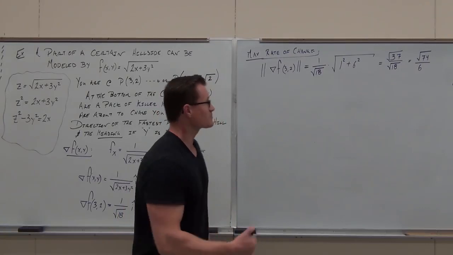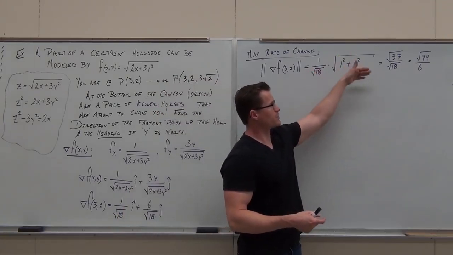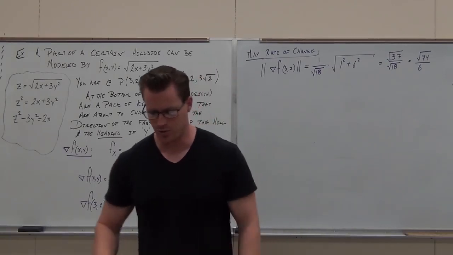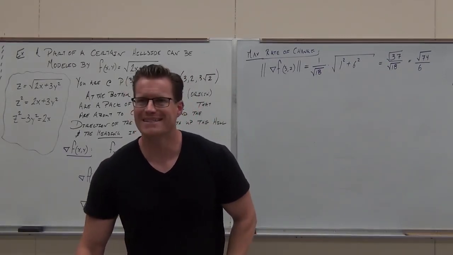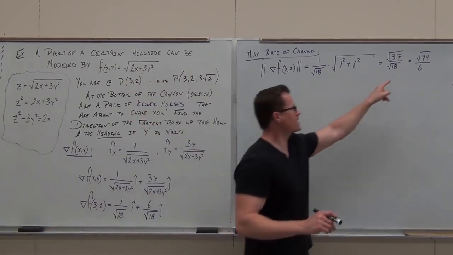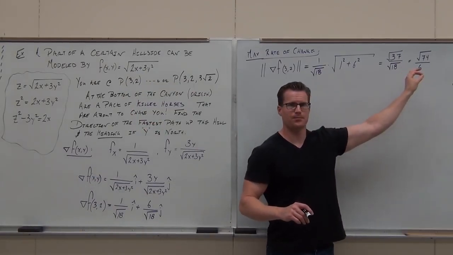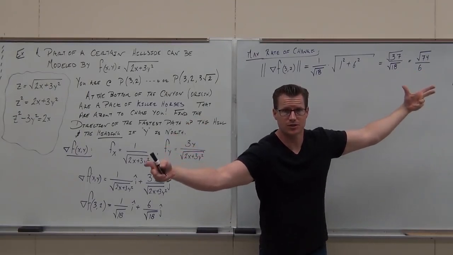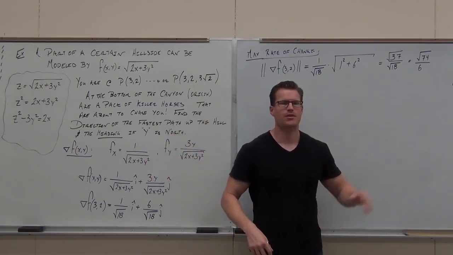Anyway, yeah, square root of 37 over square root of 18. If you want to simplify that, you get square root of 74 over 6. Thanks for that little point. What is this? What is that number right there? What is the rate of change? It's the slope. That's the slope. That's the derivative.